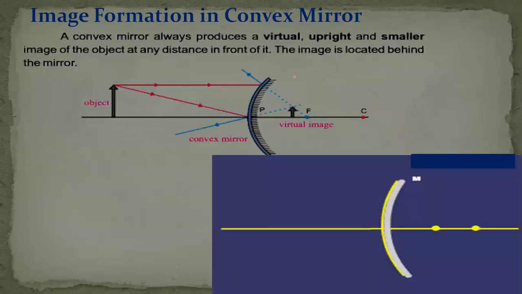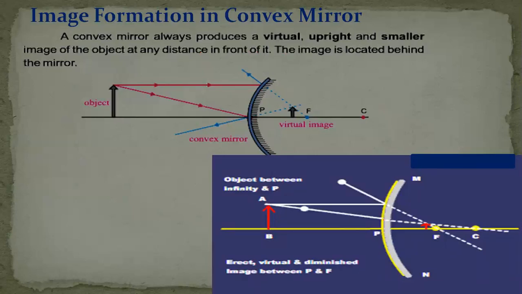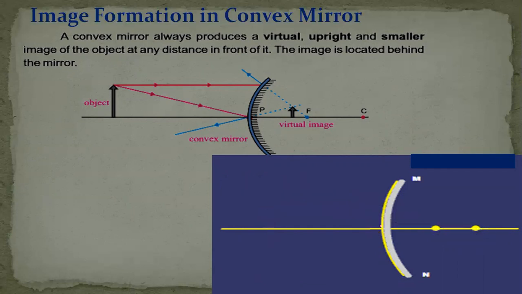But what happened? The principal focus of the convex mirror is at the back, not at the front. So that's why it always forms a virtual image. So now we will see it produces a virtual, upright, smaller image when the object is at any distance in front of the mirror, whether it is near towards the convex mirror or far away from it. That is the principal axis, that is the focus, that is the center of curvature, that is the object.